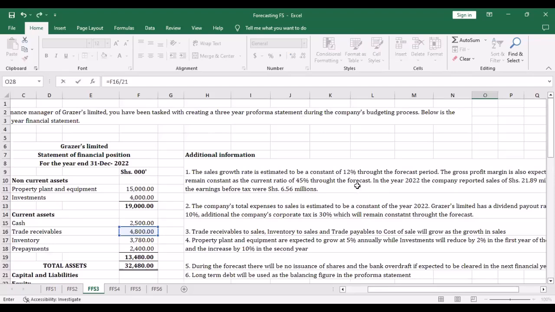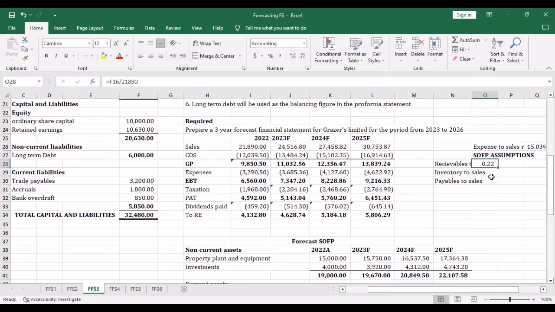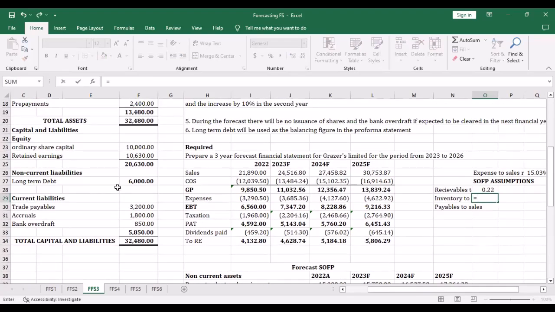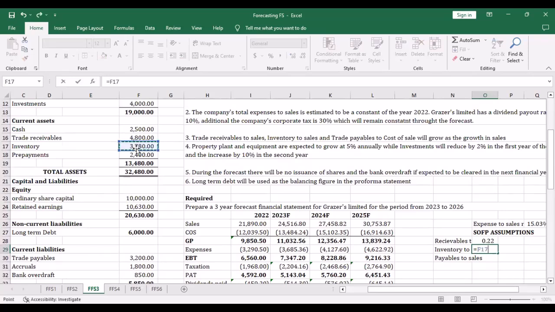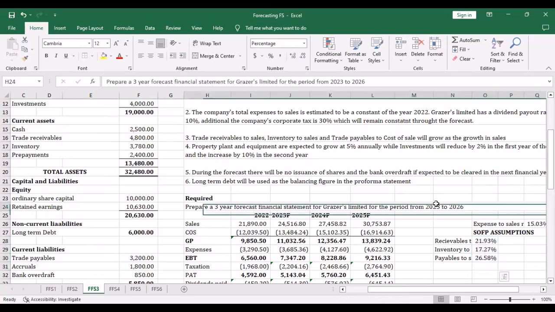Our sales was 21,890, so I just typed it in, and you can see it is 22%. Then equals our inventory for 2022, divided by our sales. Then equals our payables divided by our cost of sales. I start with a negative, then I take that one, which gives 27%, in percentage with two decimal places.